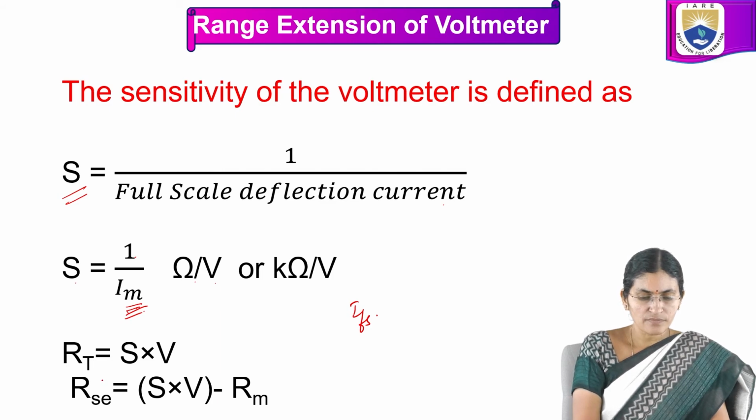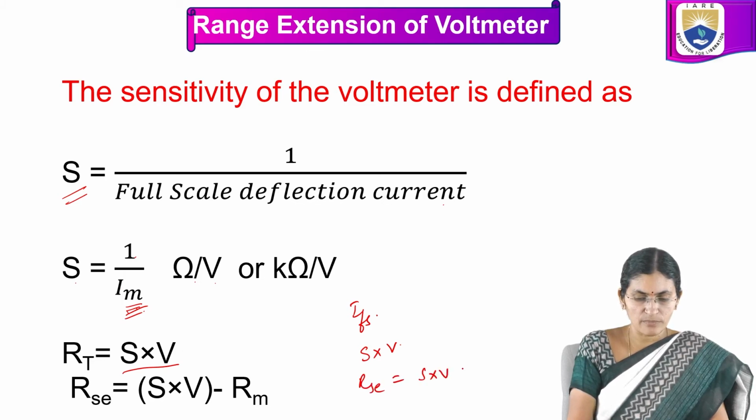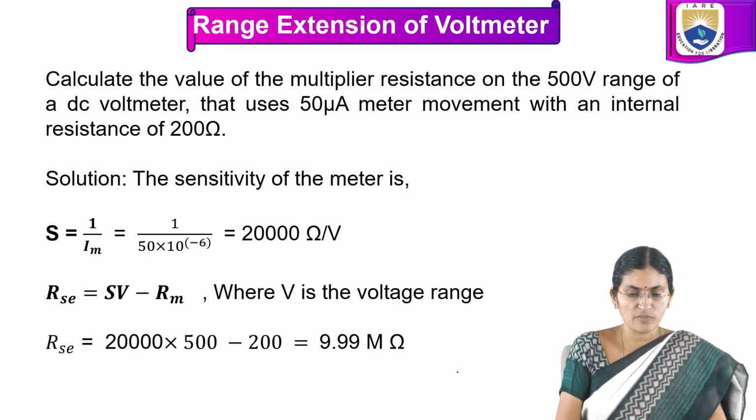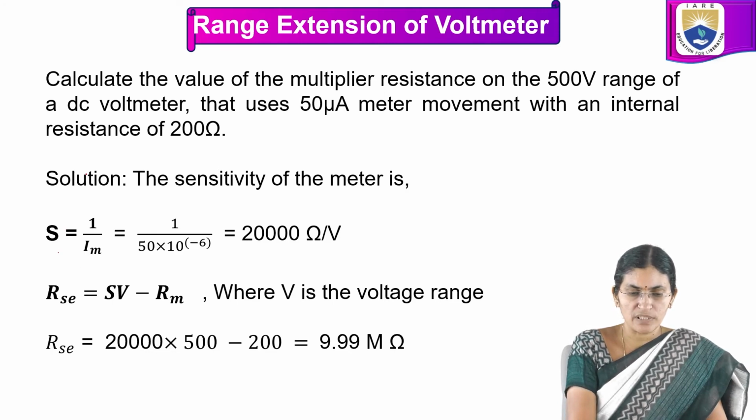So therefore, the total resistance from the previous formula can be written in terms of S into V. So RSC can be written as S into V minus Rm. So the same problem can be solved in terms of sensitivity by using the sensitivity of the voltmeter.